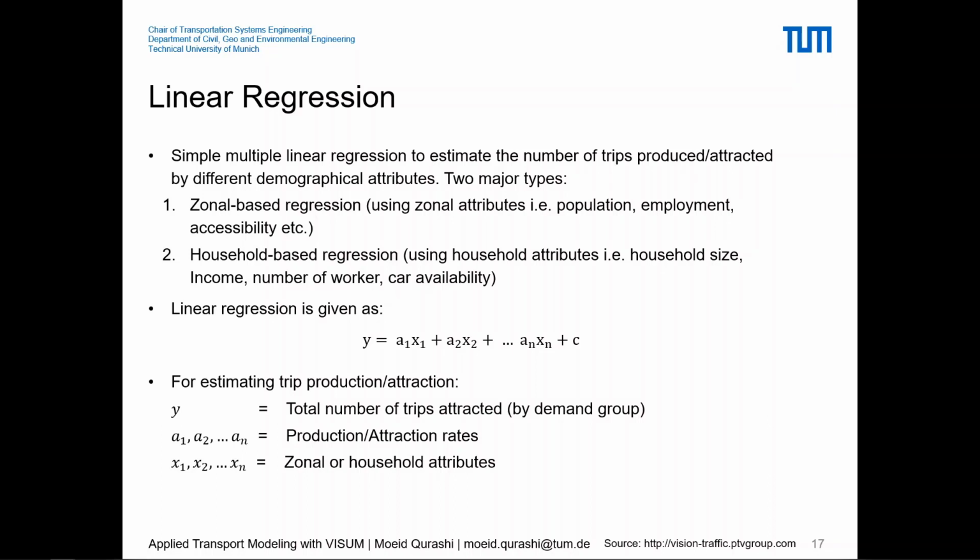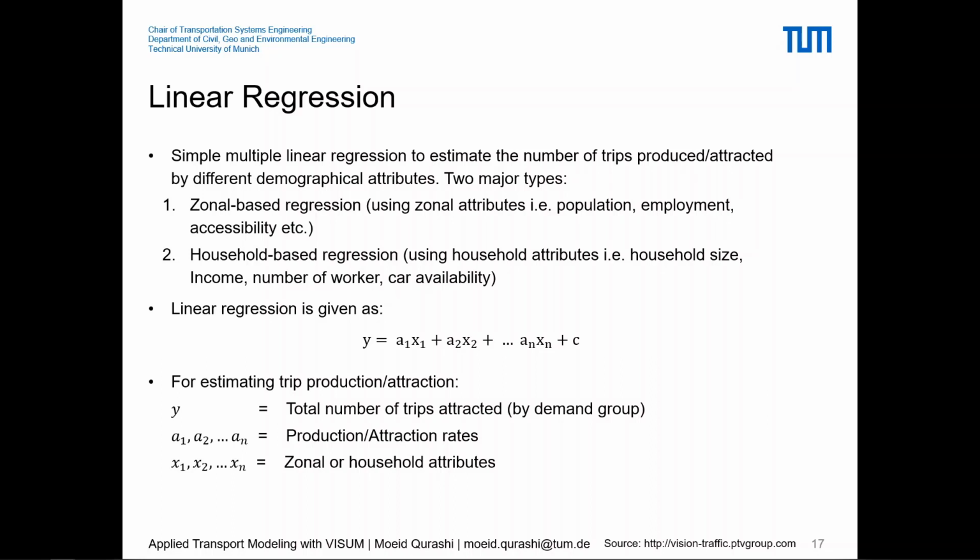So for example, if you want to understand for home-based work what the attraction rates are, now the idea would be your y is the total number of trips that are attracted to home-based work, and x1 is the number of workplaces available. So if a zone has 100 workplaces available and it attracts a given number of trips, you will find basically a factor a1 for this.